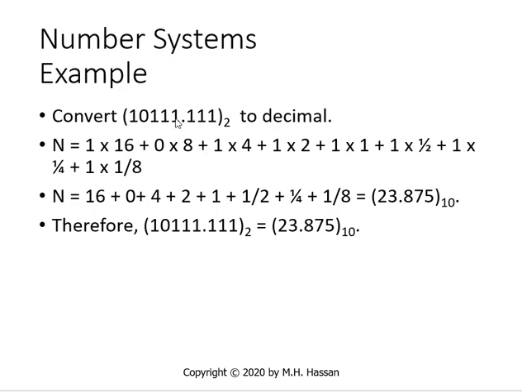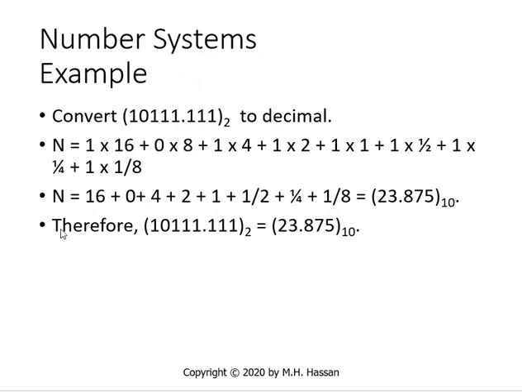Again, the weight of the first digit 1 will be 2 to the power 0, which is 1, then 2 to the power 1, which is 2, 2 to the power 2, which is 4. The weight for 0 is 8, and the weight for 1 is 16. To the right of the radix point, the weight of the first digit 1 is 2 to the power minus 1, which is 1/2. The weight of the second digit is 2 to the power minus 2, which is 1/4. And the weight of the third digit will be 2 to the power minus 3, which is 1/8, because 2 to the power 3 is 2 times 2 times 2, which is 8. So 1/8 will be the weight of the last fractional digit 1.